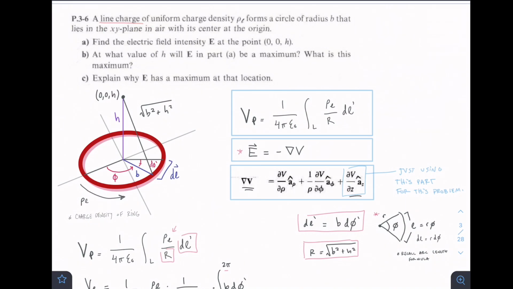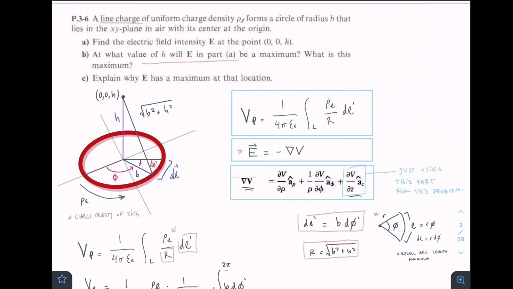Okay, so we just finished doing part A and we found the E field intensity at the point 0, 0, h. And now we're going to do part B. Part B is actually a really long problem to solve out all the steps, so I pre-solved this, but I'm going to walk you through the process of how to solve it.